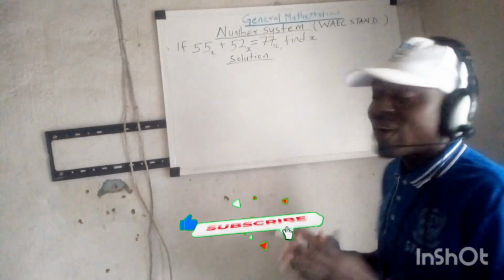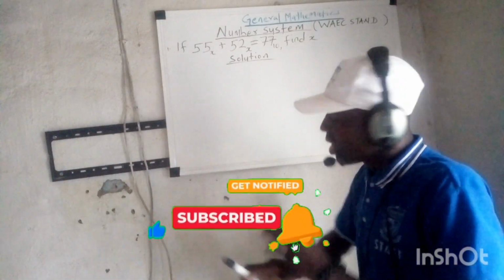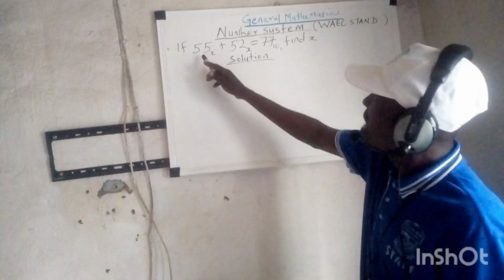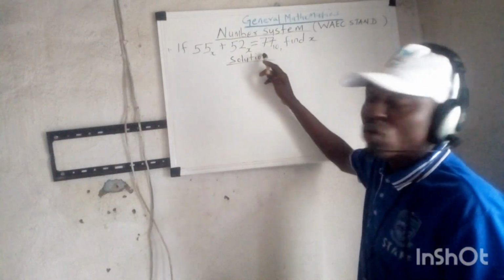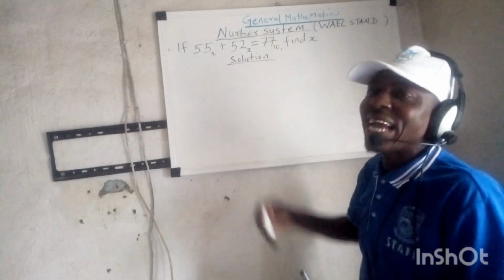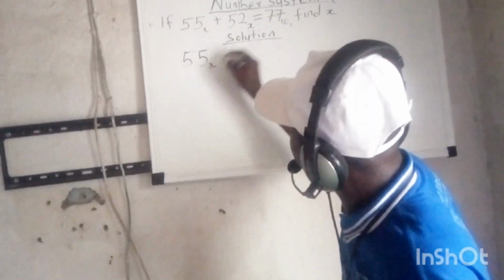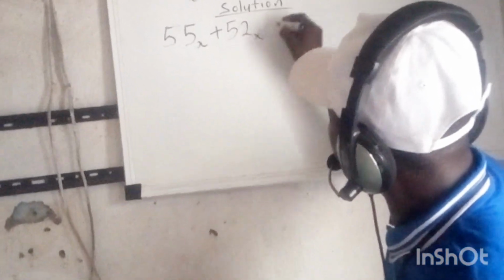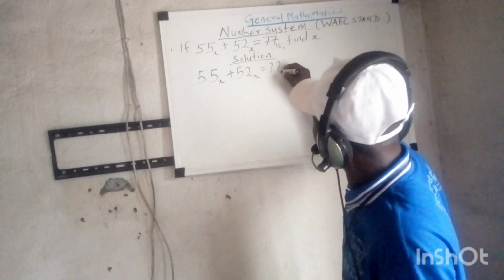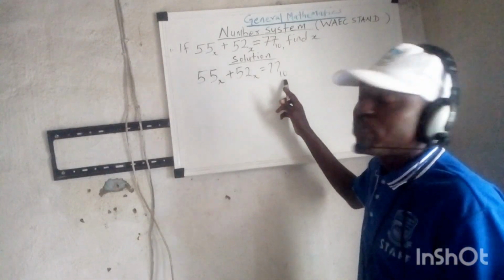Now let's look at the board quickly. General mathematics, and our focus is number system. Looking at this question, it is a YX standard question. If 55 base x plus 52 base x is equal to 77 base 10, find x. So let's keep on with the work. 55 base x plus 52 base x is equal to 77 base 10.